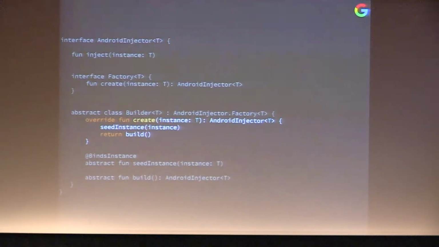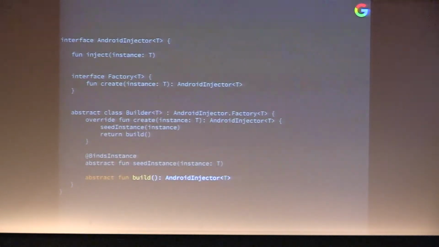So we implement the create method. All we do is call the seed instance method with our parameter, and then we return the result of the build method. The seed instance method is something that we just saw. It's just a BindsInstance method. So what it will do is that the instance passed as an argument will be saved in the builder, and then will be passed to the component when calling the build method.